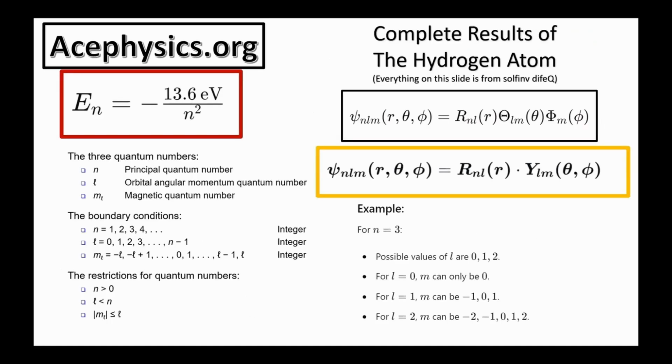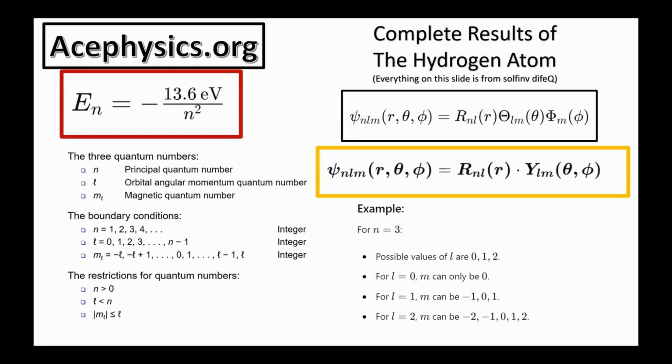The solution to the Schrödinger equation for the hydrogen atom comprises a radial part and an angular part, known as the spherical harmonics. Here's the radial part, and here's the angular part. While the explicit mathematical form of the solution isn't detailed here, as it was covered in the previous video, the functions r, theta, and phi are well known and can be found in any quantum mechanics textbook or online.